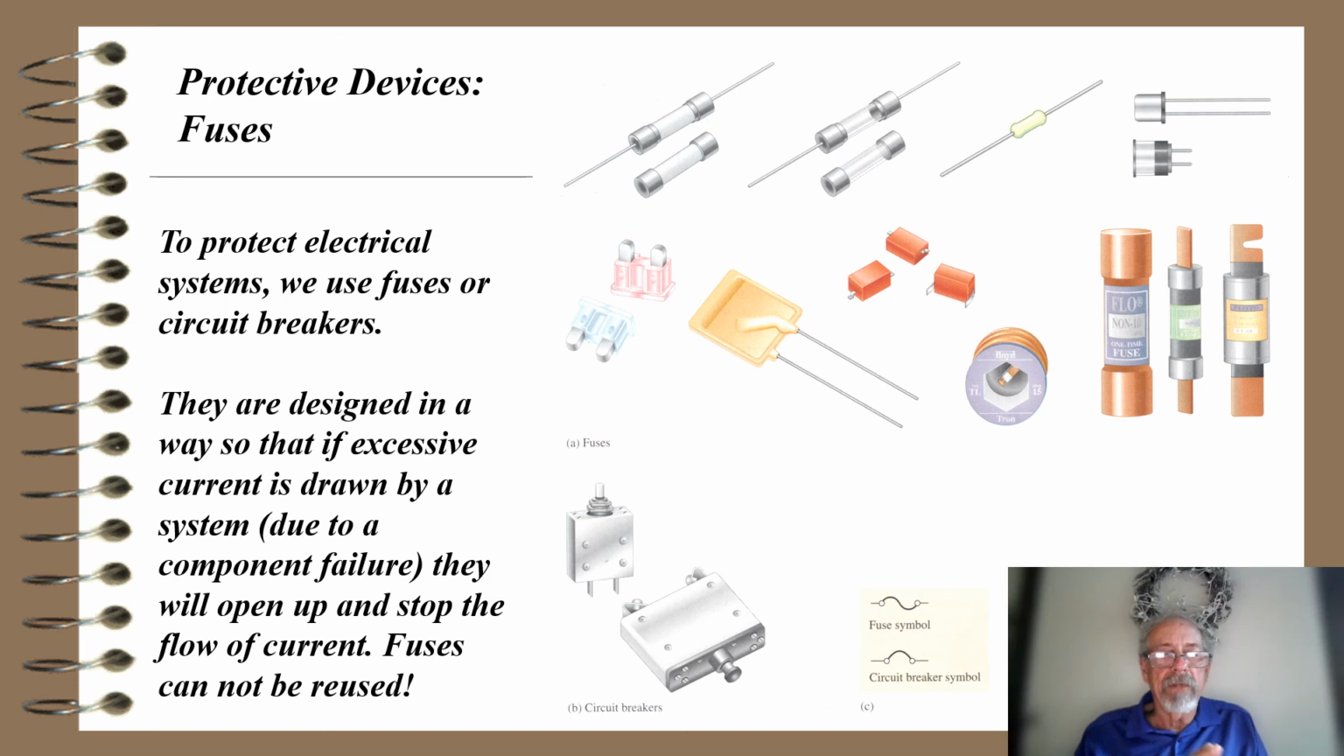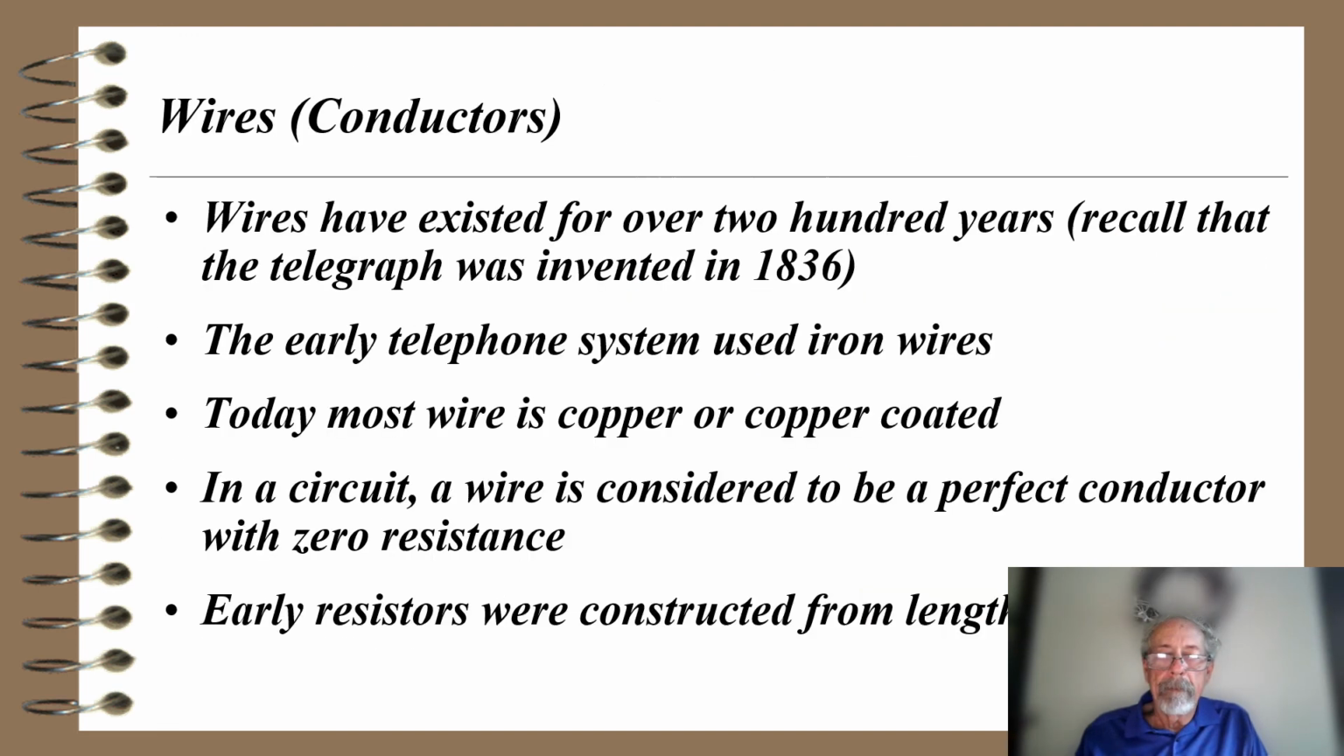They are designed so that when excessive current is drawn by the system, normally due to a component failure or a short circuit, they will open up and stop the flow of current. Fuses cannot be reused. Circuit breakers, on the other hand, respond to an overflow of current with a magnetic structure that causes the circuit breaker to break, but then you can reset it. Again, there are all kinds of pictures of fuses up above and circuit breakers down below.